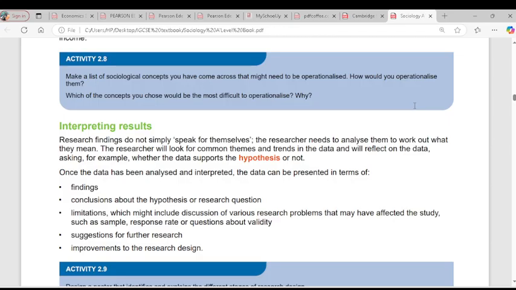Conclusion about your hypothesis or questions: how do you summarize your information? What do you conclude? What are you able to put together? The limitations: what are the problems you encountered during your research, and what are the things you think you should do better? Suggestions for further research: do you think you still need to go further? Do you think you still need to do more research about the topic or not? Then, what do you have to improve in your research design? And that's how you end research. Any question about it?